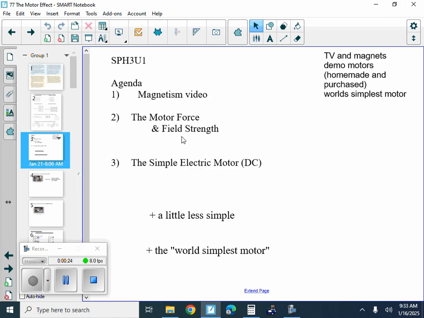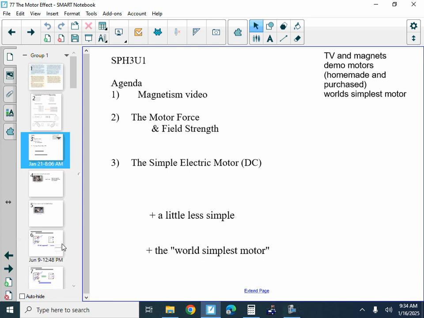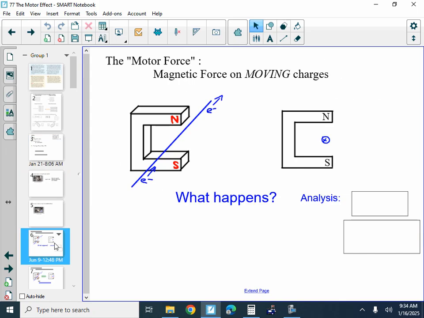And then we're going to look at designs of electric motors. And so the motor force itself being the big focus in terms of the concepts. So like before, we're going to have a left-hand and right-hand rule that helps you know which way forces would be. And I have some demonstrations of that too.